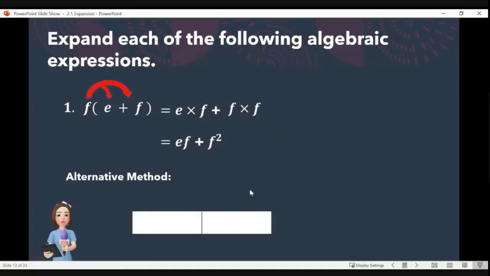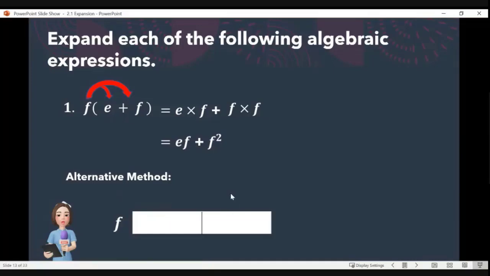Why are there two boxes here? Because we only have one bracket. With one bracket, we have only one row, two columns. So how do we use this method? This is an alternative method, and some students find it easier because you won't miss anything. For the letter F, you put it on the left side of the box, and the E plus F inside the bracket you put on top of the box.